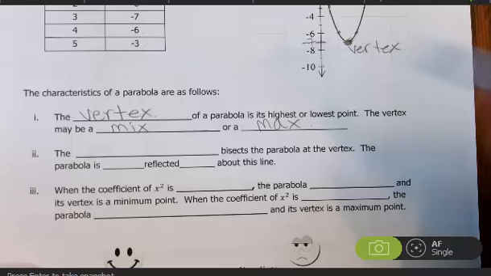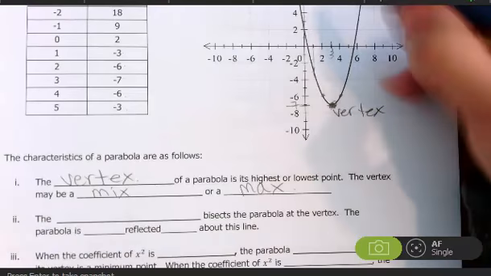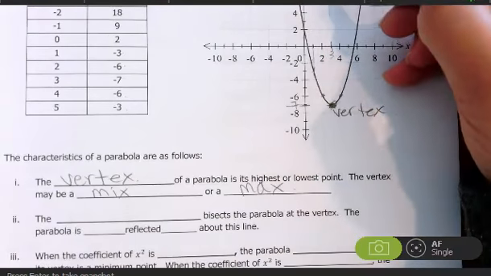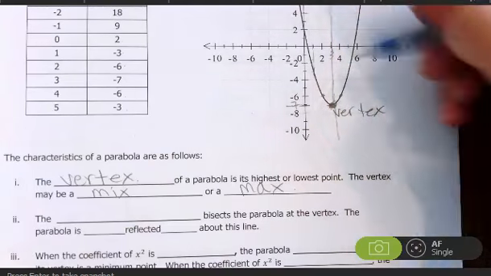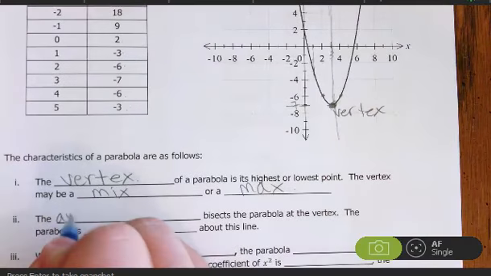Another important feature of parabolas is something called an axis of symmetry. It basically bisects the parabola in half. So it cuts it in half.